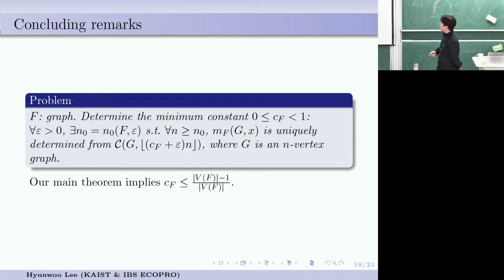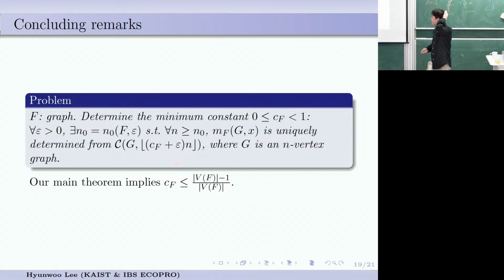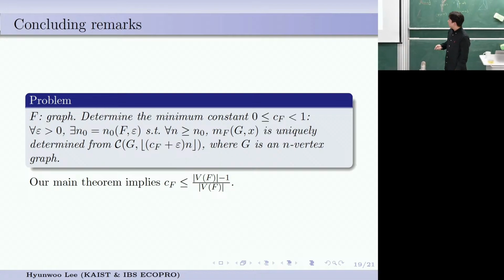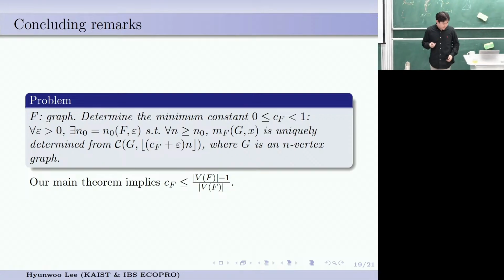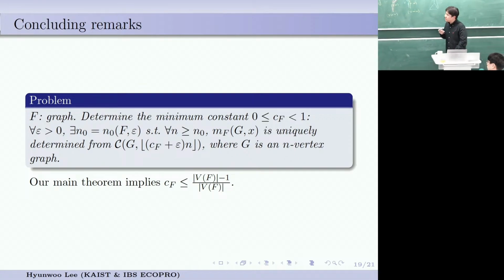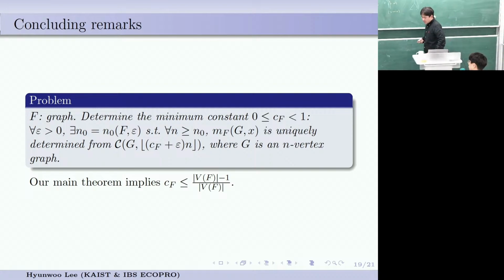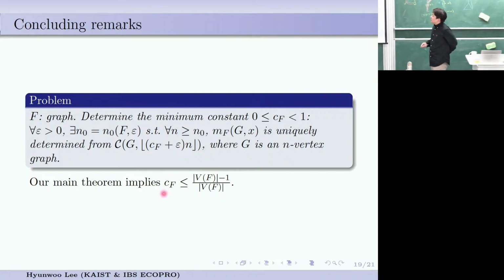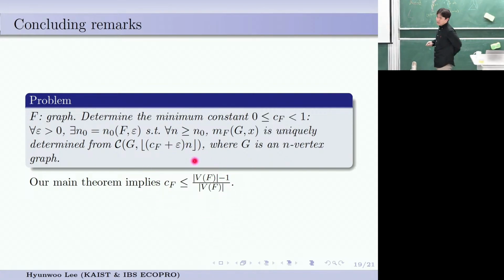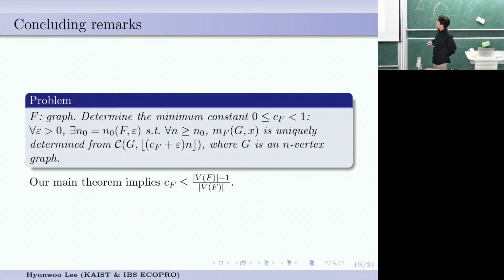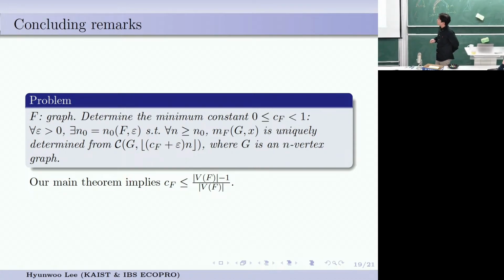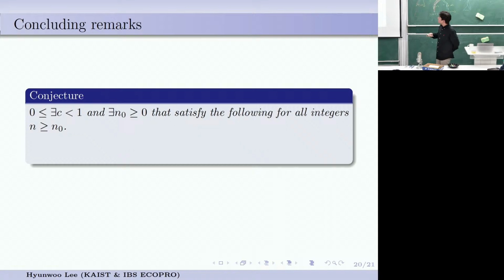Our main result implies that this C_F is bounded by (v_F minus 1) over v_F. But in these cases, we don't know whether this is tight for the cliques. We have the tightness for the matchings in the hypergraphs, but we don't know that this is sharp in general. So I think determining C_F only for the triangle or K_4 would be very nice.